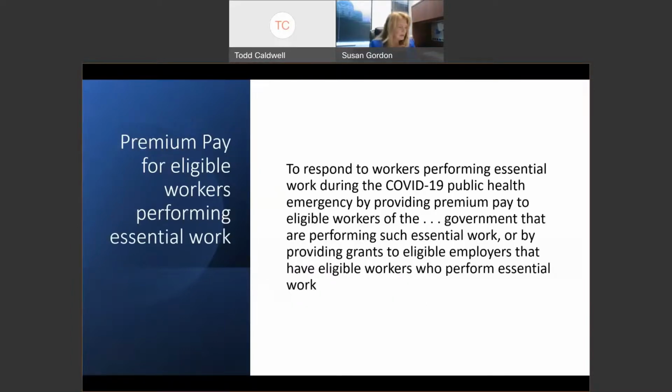Okay, this next category, of course, is premium pay. I think that's probably where we get most of our questions. And that's to respond to workers performing essential work during the public health emergency by providing premium pay. And that's for, again, government workers who are performing essential work. Or you can provide grants to eligible employers that have eligible workers who perform essential work.